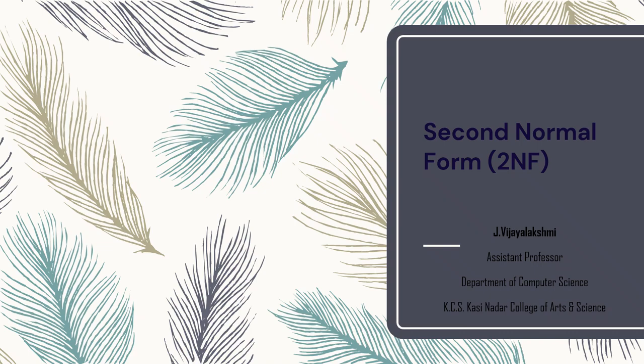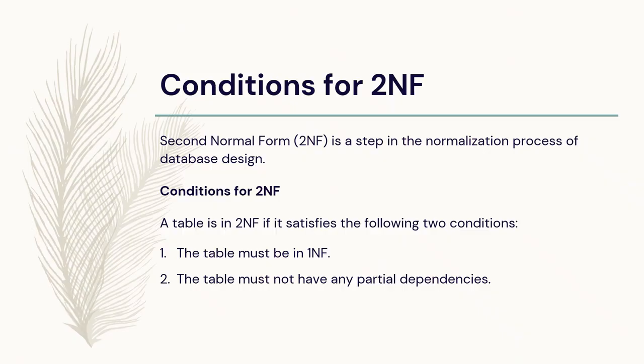Hi, in this video we are going to see about second normal form. Let's see the conditions for second normal form. Second normal form is a step in the normalization process of database design. The table is in second normal form if it satisfies the following two conditions. First one is a table must be in first normal form, and second one is table must not have any partial dependency.